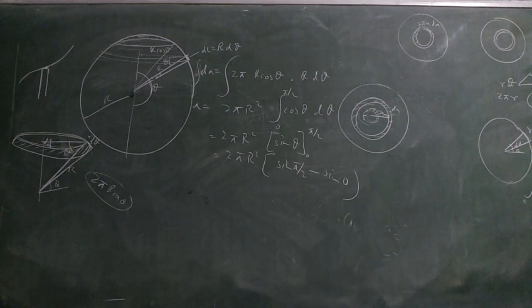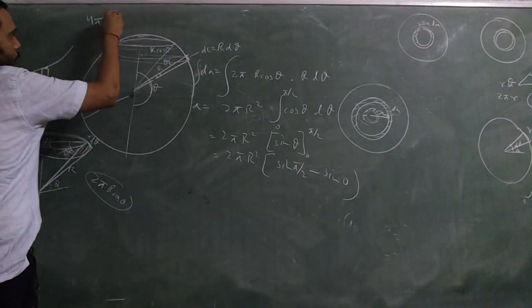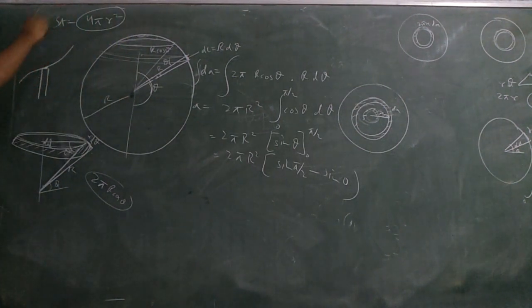You can't use a formula without deriving it. Now this formula you have derived, that the surface area of a sphere is 4 pi r square. Surface area is that much. You can use this, you can't use 4 by 3 pi r cube.